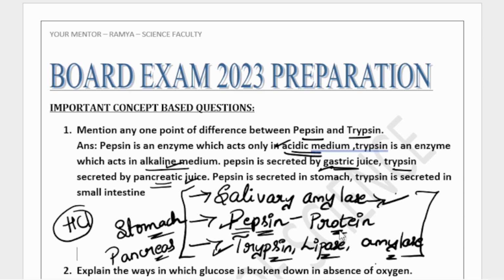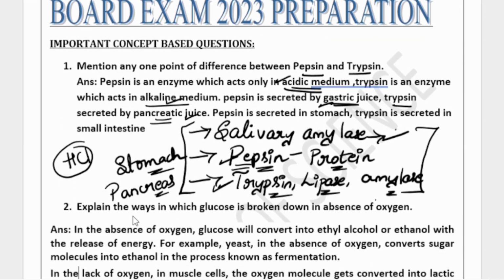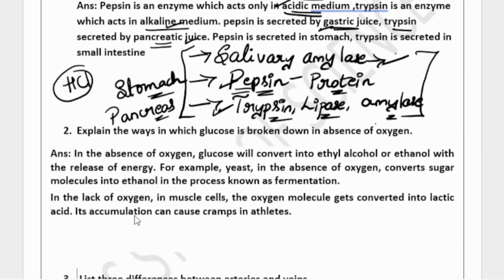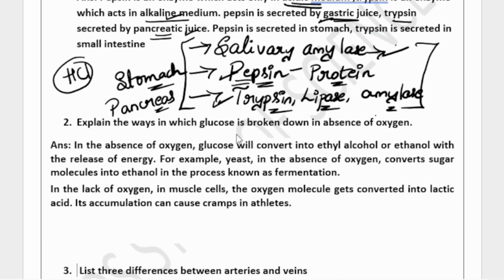So now let's go for the next question, my dear students. The next question is question number 2: explain the ways in which glucose is broken down in the absence of oxygen. Again, this concept is very important.